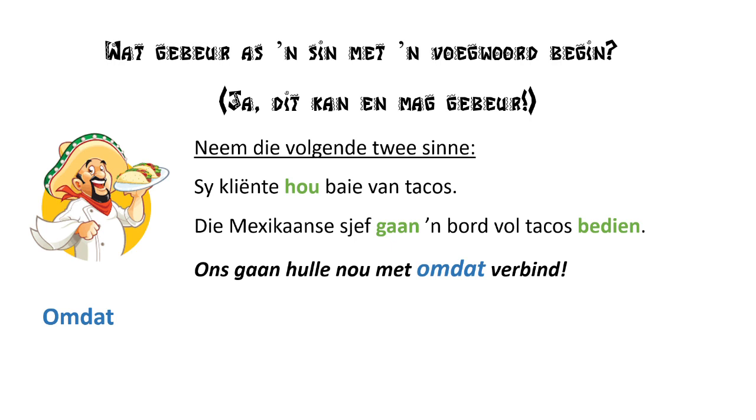How are we going to take these two sentences? Ons gaan hier twee sinne neem en ons gaan hulle verbind met omdat. We're going to join the sentences with omdat. Maar, nou gaan ons met omdat begin.